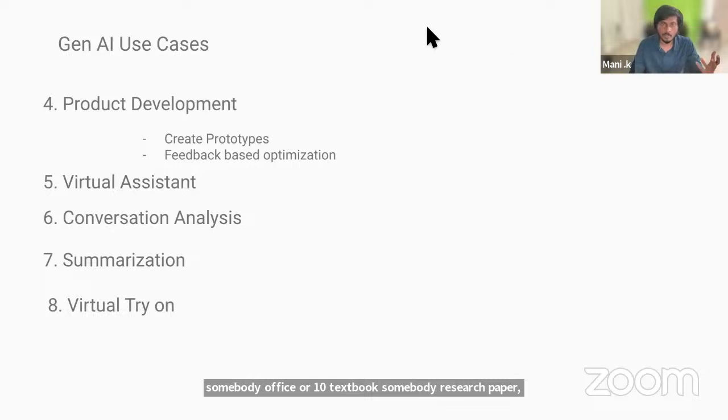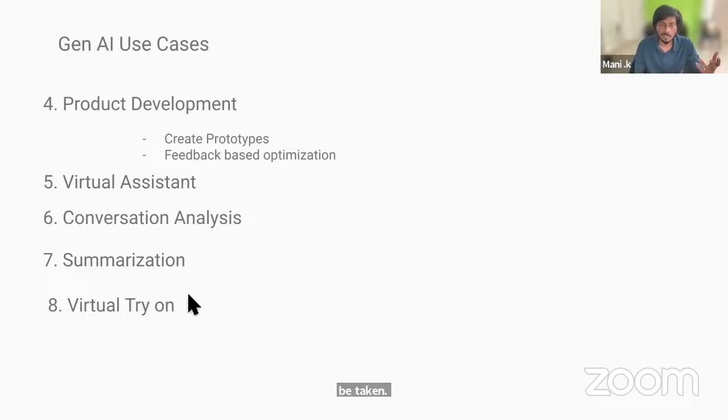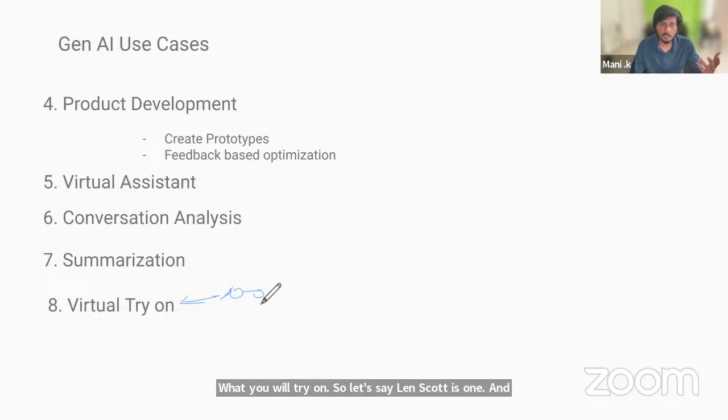Virtual try-on. Let's say Lenskart is one example. Lenskart has virtual try-on of goggles, right? You can select your goggles and have a virtual try-on. You just have to click your image, and your image will be here and you will have a virtual try-on.